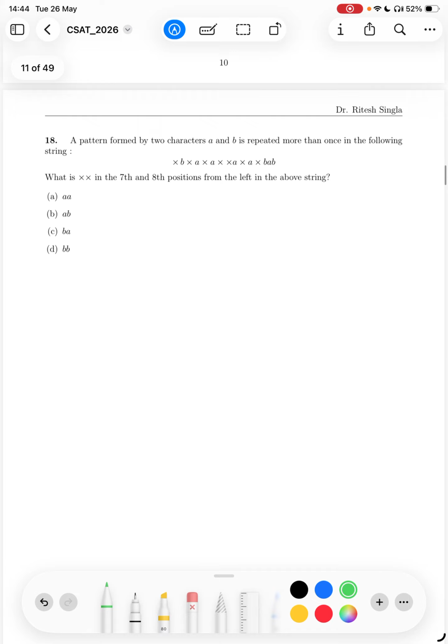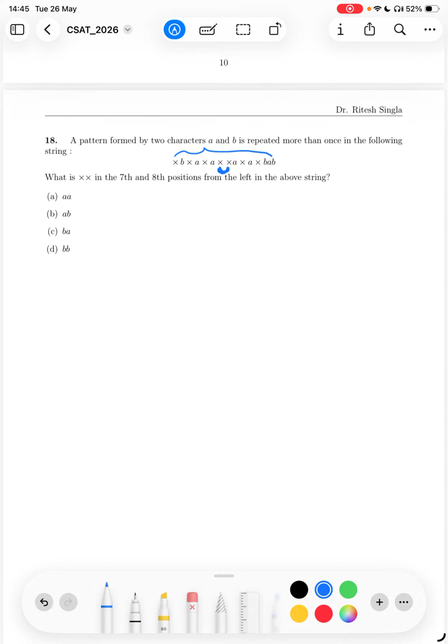Let us come to the next question. This is one of the good questions if you just observe it. A pattern formed by two characters A and B. On each of these X symbols, there will be either A or B. The pattern is repeated more than once. In the following string, they are asking what is XX. So they are asking what should be here at the 7th and 8th positions.